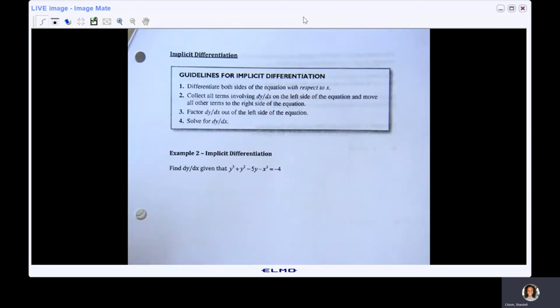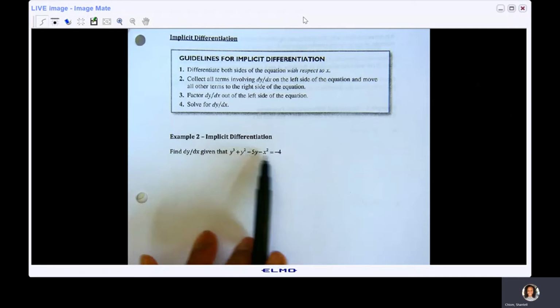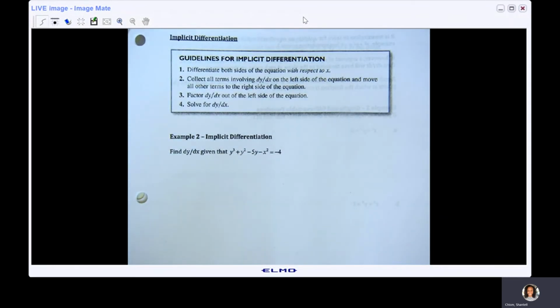So, guidelines for implicit differentiation. And notice now we got an actual full equation here. The guidelines say differentiate both sides of the equation with respect to x. Collect all terms involving dy over dx on the left side of the equation and move all other terms to the right side. And then we will factor out dy over dx from the left side so that we can get dy over dx by itself.